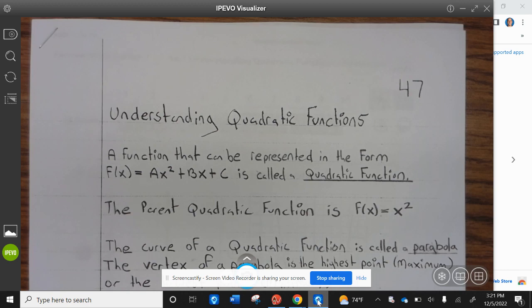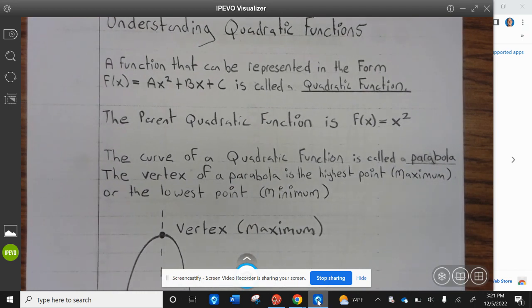Today we're at Journal page 47, Understanding Quadratic Functions. A function that can be represented in the form f of x equals ax squared plus bx plus c is called a quadratic function. The parent quadratic function is f of x equals x squared. The curve of a quadratic function is called a parabola. The vertex of a parabola is the highest point (maximum) or the lowest point (minimum).